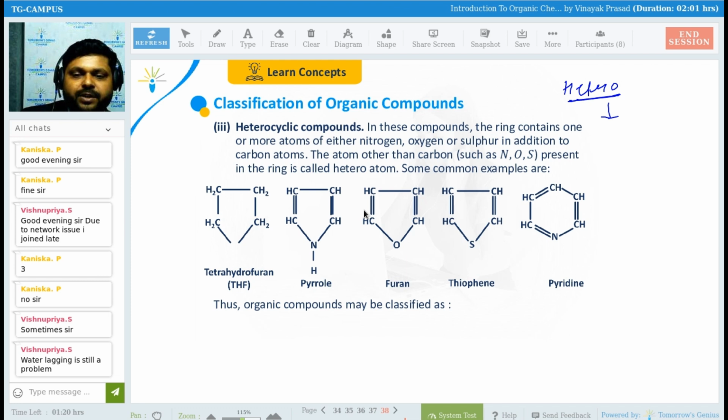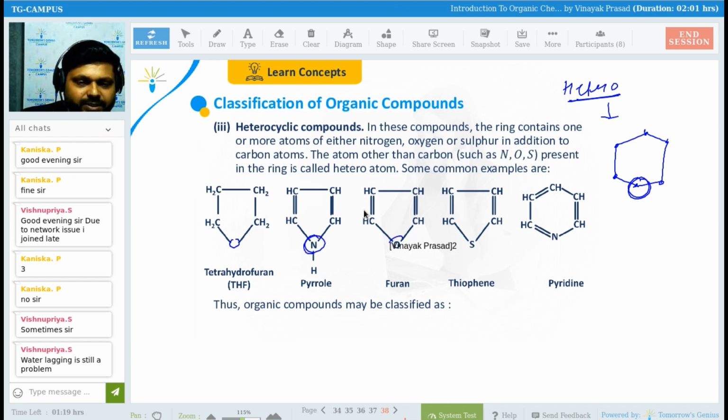Now, heterocyclic means what? See, guys, if carbon is there at every point, then it is homocyclic. But if anything else is there in the ring, it will be called a heterocyclic ring or a heterocyclic compound. So here, let's suppose O is there, so it is heterocyclic. If N is there in this ring, it is heterocyclic.